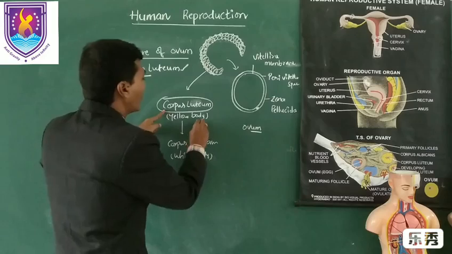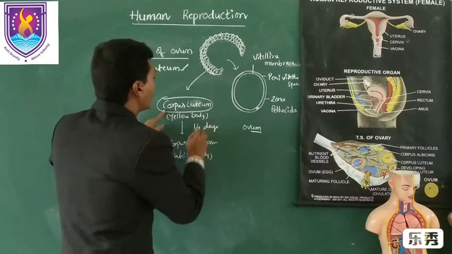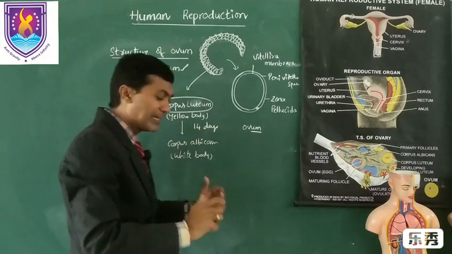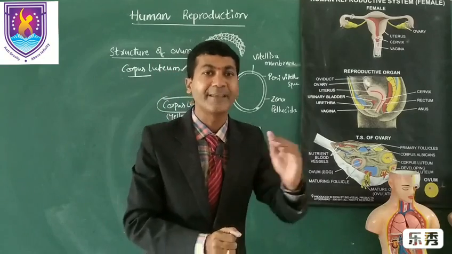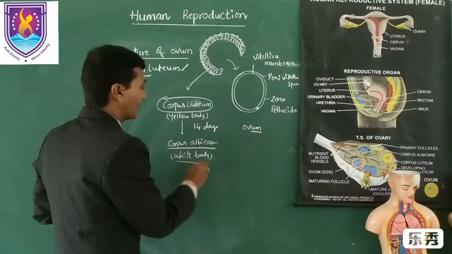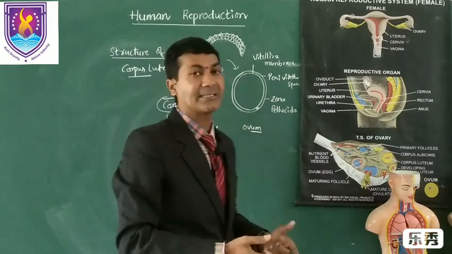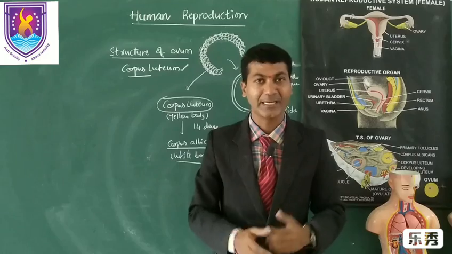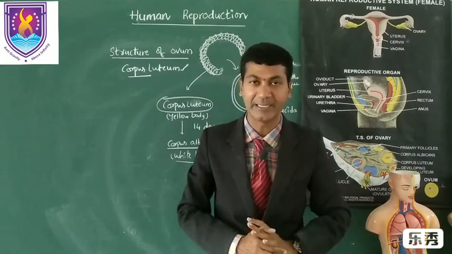its lifetime is 14 days. For 14 days this corpus luteum releases progesterone, then it degenerates and becomes the corpus albicans, or white body, and it is released during menstruation. It dies, or degenerates completely.